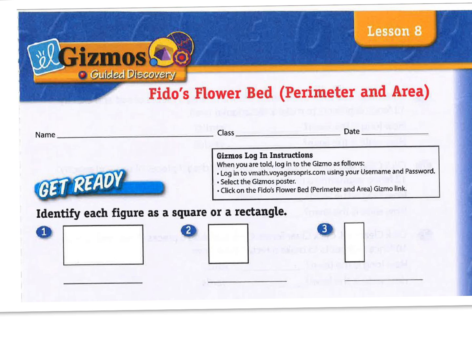So this says identify each figure as a square or a rectangle. Well, number one, it has two opposite sides that are parallel, but the long side is not equal to those short sides. So this is a rectangle. This one, number two, all four sides are equal, so that is a square.